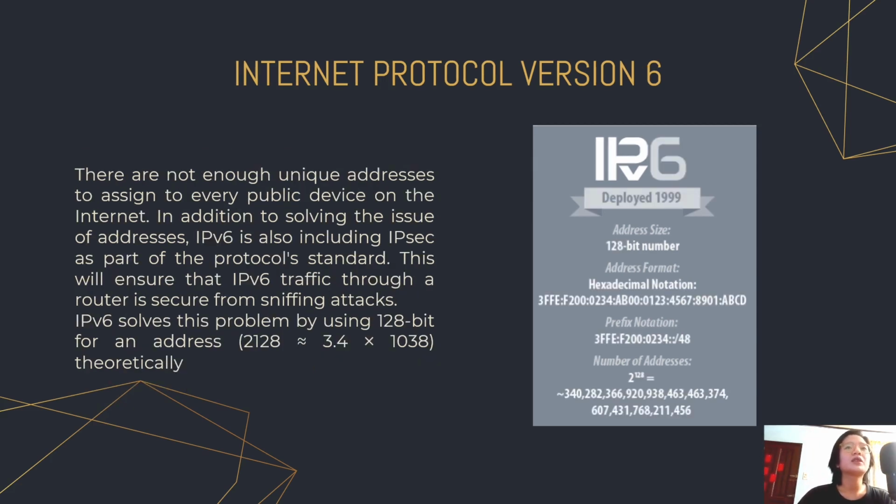Internet Protocol version 6. There are not enough unique addresses to assign to every public device on the internet. In addition to solving the issue of addresses, IPv6 is also including IPsec as part of the protocol standard. This will ensure that IPv6 traffic through a router is secure from sniffing attacks. IPv6 solves this problem by using 128 bits for an address.